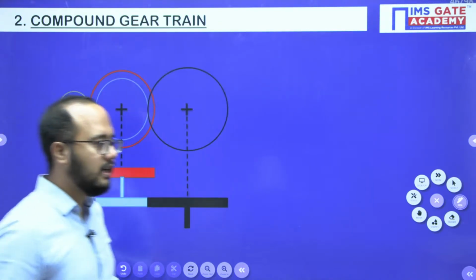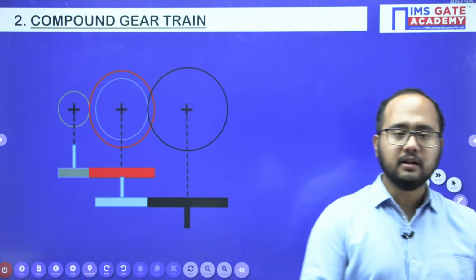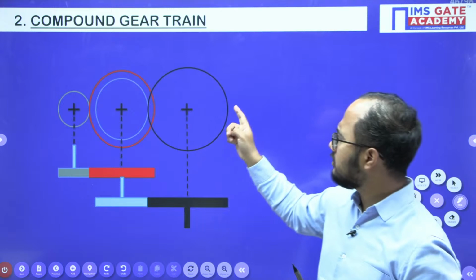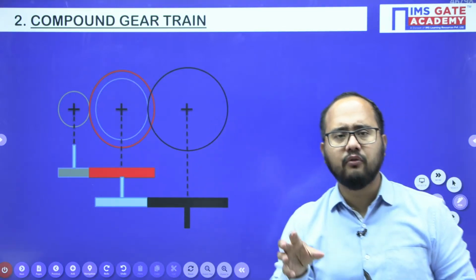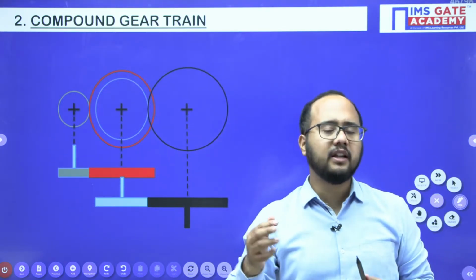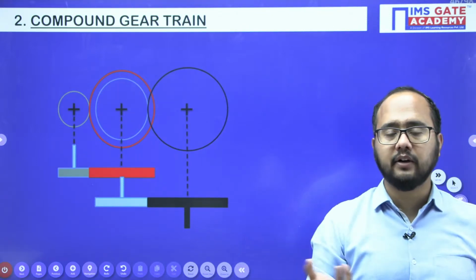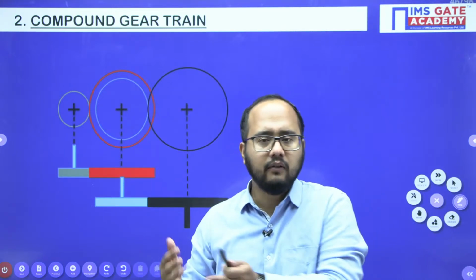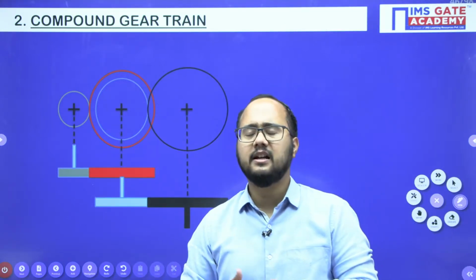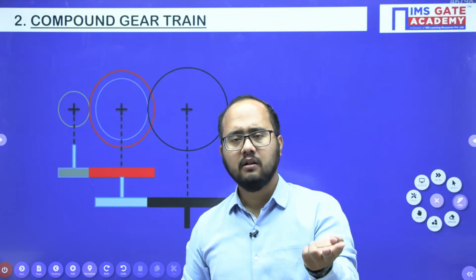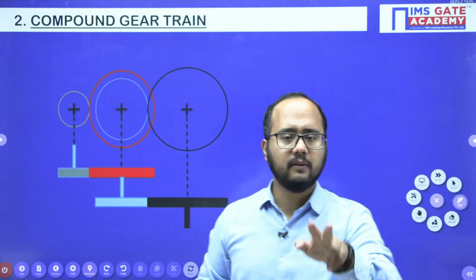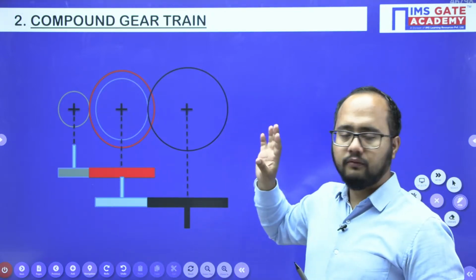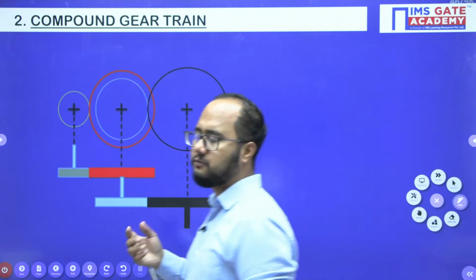Now, compound gear train. What will happen in the compound gear train, guys? In the case of a compound gear train, one of the shafts will have more than one gear. Now, whatever gears the shaft is carrying, all will have the same speed of rotation. Let's suppose one of the shafts is carrying 2 gears. So for both the gears, the speed of rotation will be the same. Is this point clear? Very simple point, right?